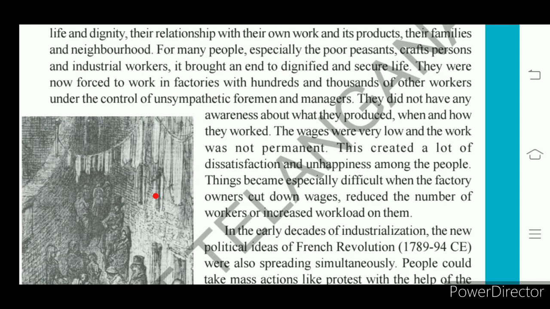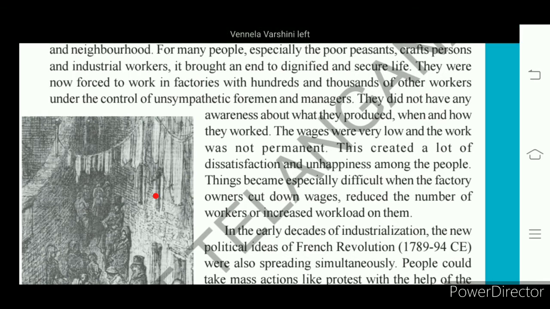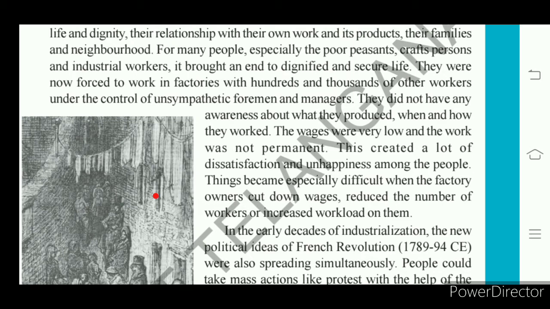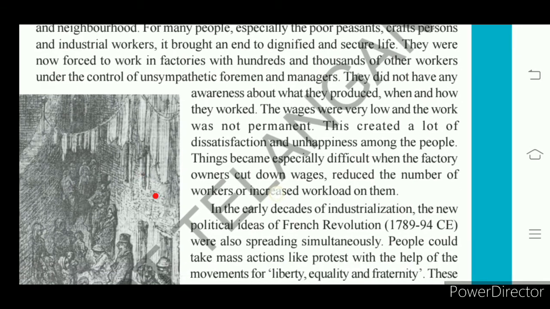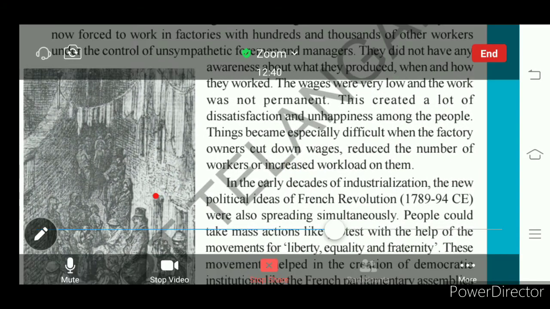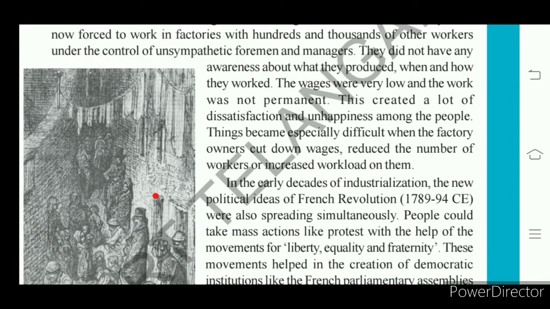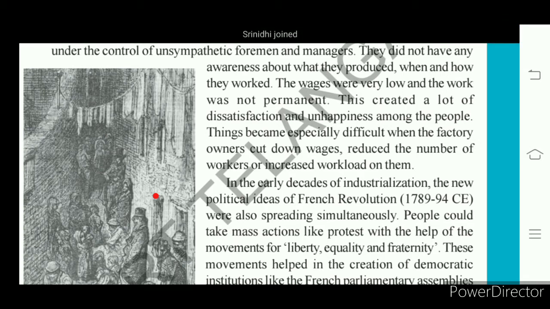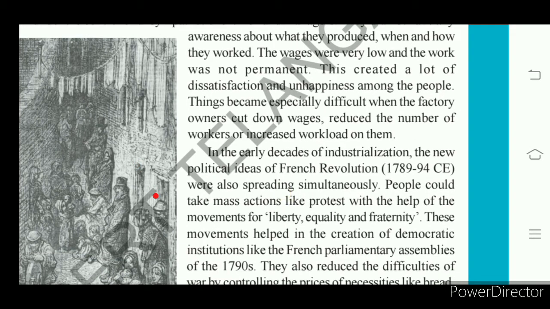So it became very difficult for the workers, and their situation became very bad when owners cut down the wages of the workers. When owners went for reducing the workers also, the workload also increased for them. So this was a thing we see due to industrialization. Industrialization first began in England.